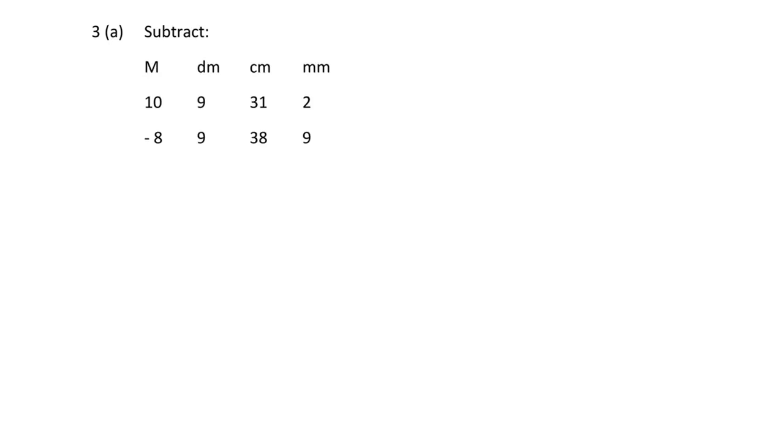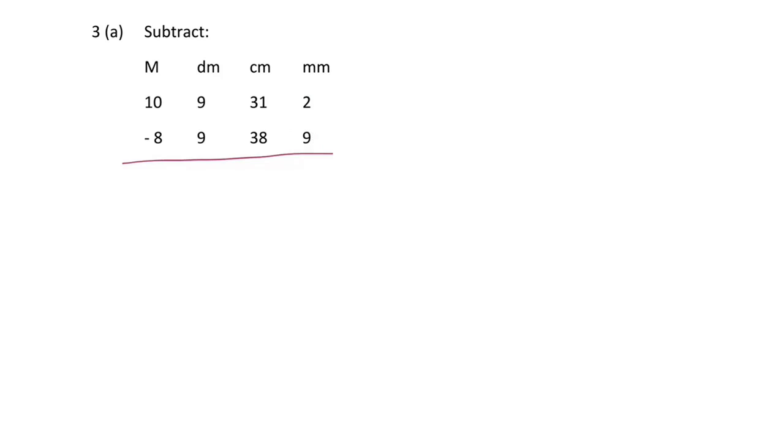Question number 3, part A. We are supposed to subtract the given values. So we have 10 meters, 9 decimeters, 31 centimeters, and 2 millimeters, minus 8 meters, 9 decimeters, 38 centimeters, and 9 millimeters. So we are going to start solving this from our right hand side. So here we see 2 minus 9 is not possible.